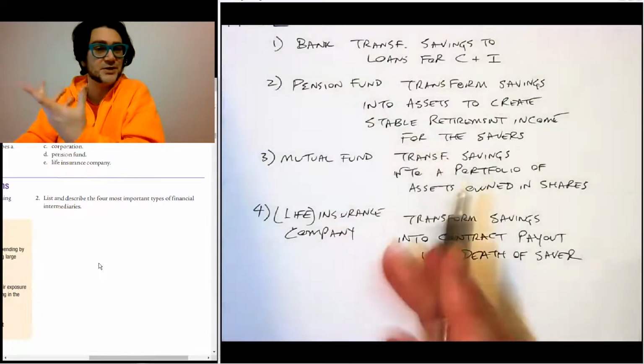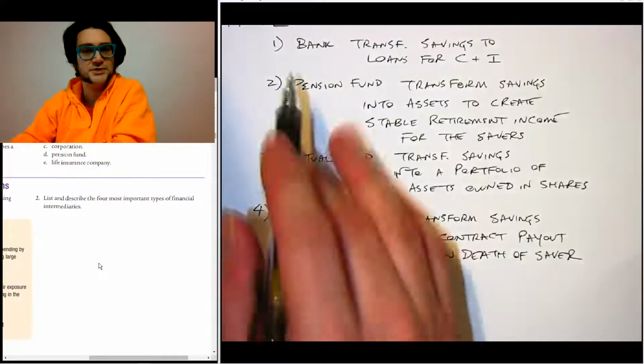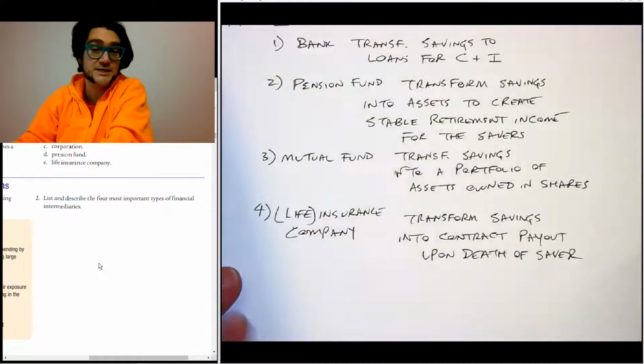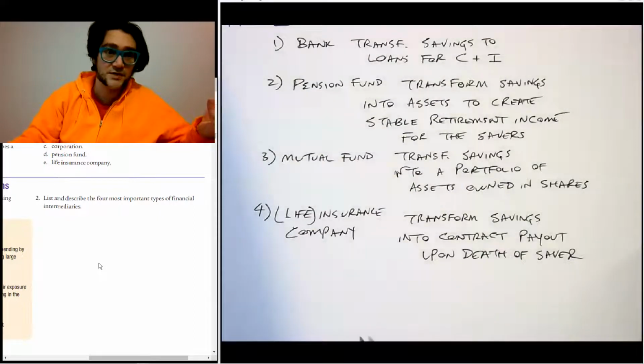Although pension funds are typically nonprofit, mutual funds, life insurance companies, and banks are typically for-profit. So that kind of affects that. But they basically all do the same thing. They transform savings into something else.